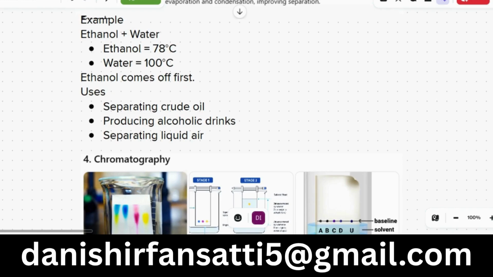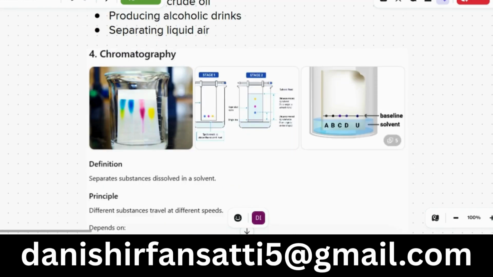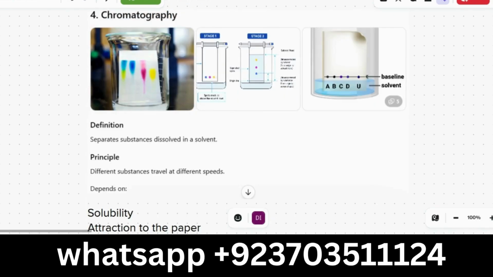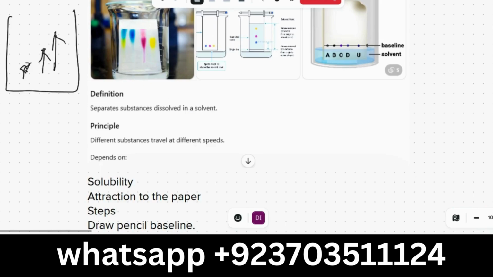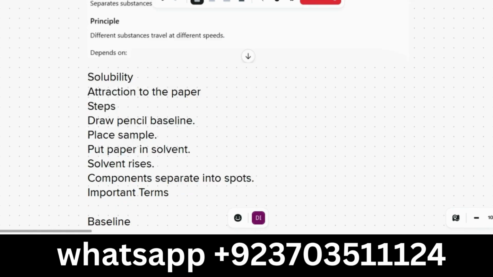Now the next thing is chromatography. It separates substances dissolved in a solvent. So the principle, for example, is we have four different molecules in the solution. Everyone will be projected at a different place based on their solvent. So different substances travel at different speeds. The speed depends on the attraction to the paper. Steps: draw a pencil baseline, place samples, put the paper in the solvent. The solvent rises, and the components separate into spots.